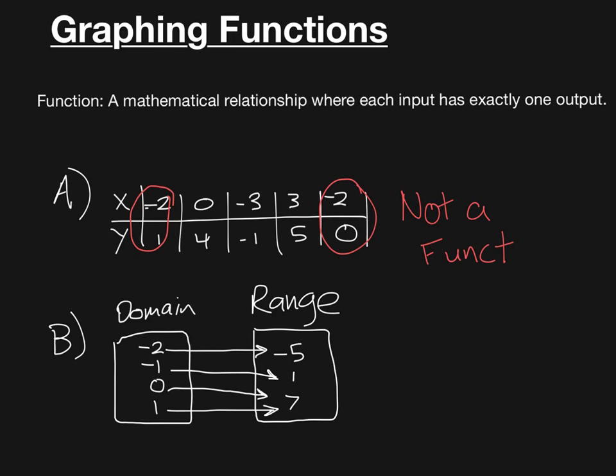Because if -2 is the input, it has to always give us the same output. It needs to be predictable. That's a big thing with functions. We want them to be predictable.